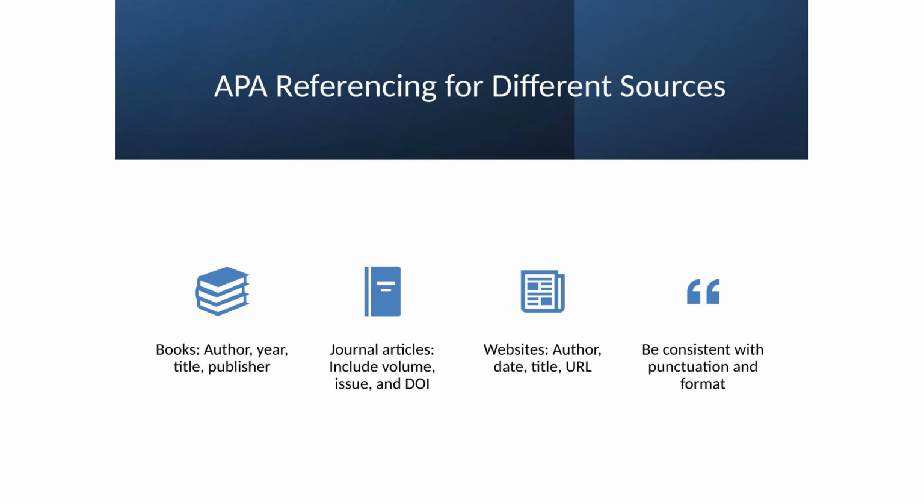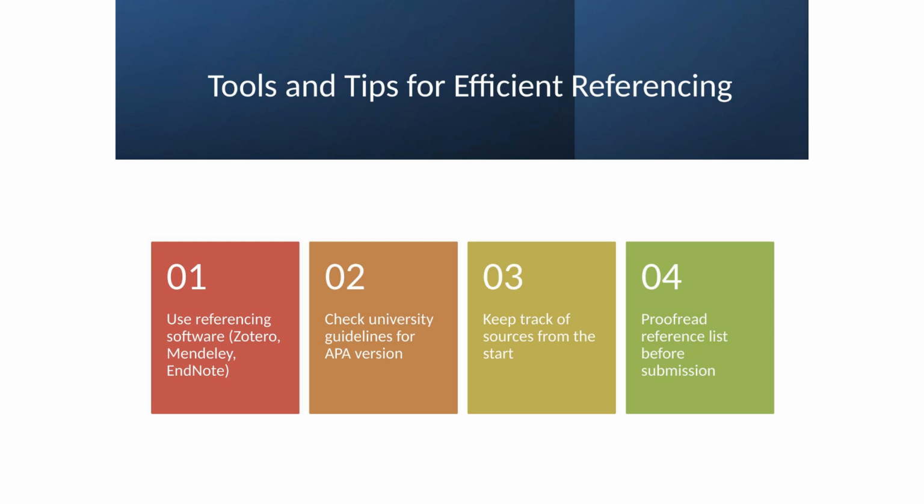Consistency is key. Incorrect use of punctuation, italics, or capitalization can reduce marks. Be meticulous with each citation. Using citation management tools like Zotero or Mendeley can help, but always review for accuracy. Referencing can be time-consuming if left until the end. Use citation managers like Zotero, Mendeley, or EndNote to store and format references as you research. These tools allow you to insert citations directly into your dissertation and automatically generate the reference list.